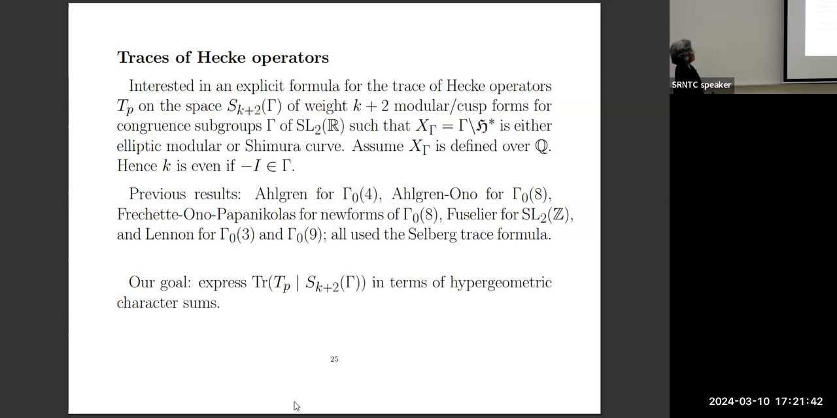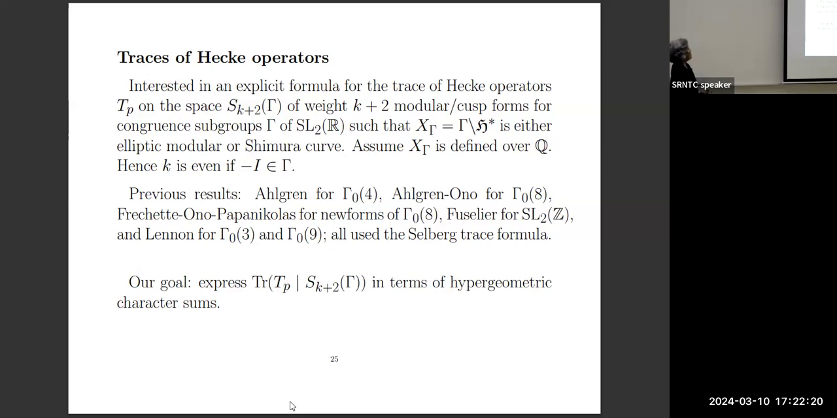Now, if this gamma doesn't have any cusp, that means we are looking at a group coming from Shimura curves, and then it just represents the modular forms. This gamma is a congruence subgroup of SL2(R). As I said, the corresponding curve is either an elliptic modular curve or a Shimura curve. Here we assume that this X_gamma is defined over Q. And if the group contains minus identity, then we only consider the even weight forms.